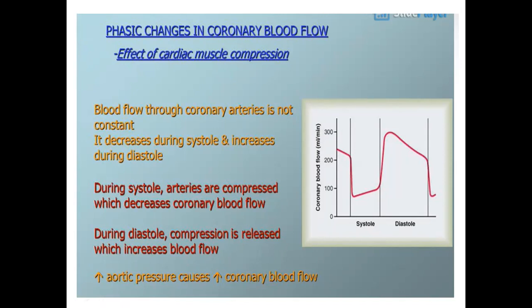So remember, anytime the heart muscles are contracting, it is systole. When the heart muscles are relaxed, it is diastole. I'll still teach you the cardiac cycle later. Now, in systole, heart muscles are contracted, and because they are contracted, they compress the blood vessels, decreasing blood flow in the coronary artery, while during relaxation of the heart muscles, blood flow increases in the coronary circulation.